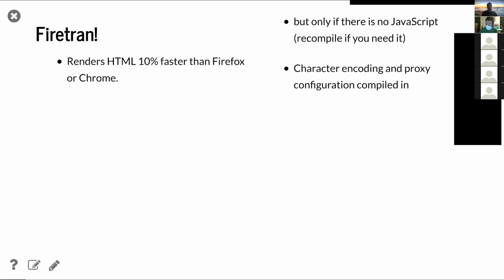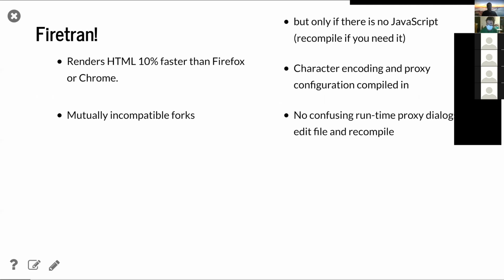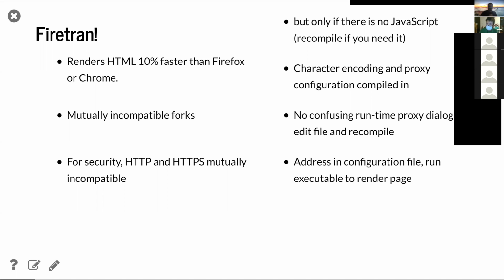Now the character encoding and the proxy configuration is compiled in for speed. There's mutually incompatible forks that have some features, with a plugin, for example, versus not. There's no confusing runtime proxy dialog, no configuration, you just edit a file and recompile. For security, HTTP and HTTPS are mutually incompatible. Now, you've seen there's a lot of vulnerabilities on websites where a secure page loads something that's insecure. We don't have to deal with that because it's not allowed.